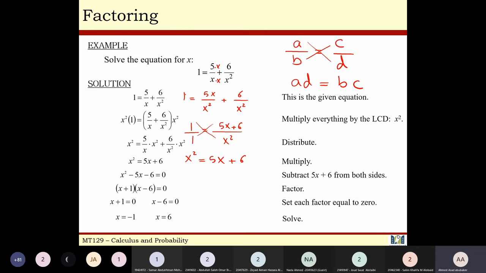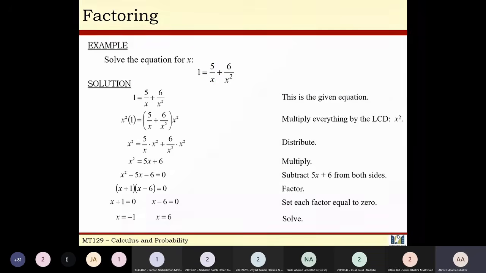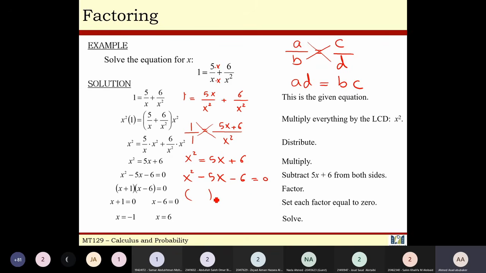Move 5x plus 6 to the other side, so we have x squared minus 5x minus 6 equals 0. Give me two numbers whose product is negative 6 and whose sum is negative 5.